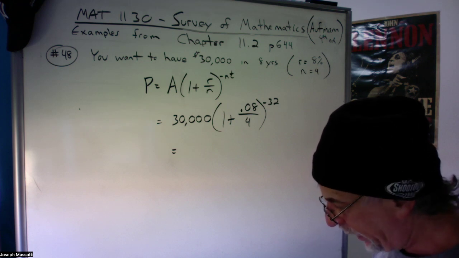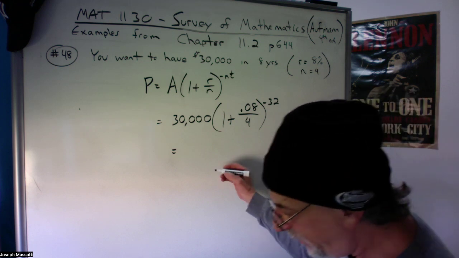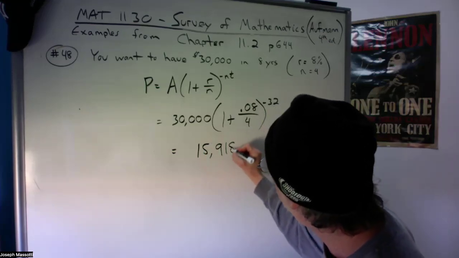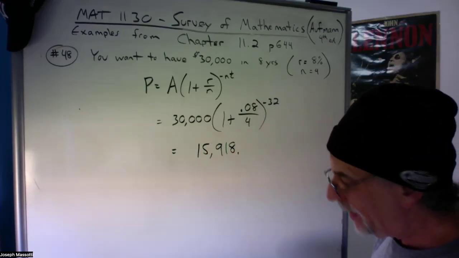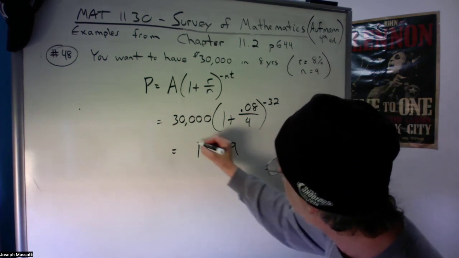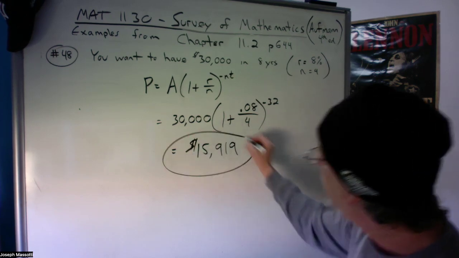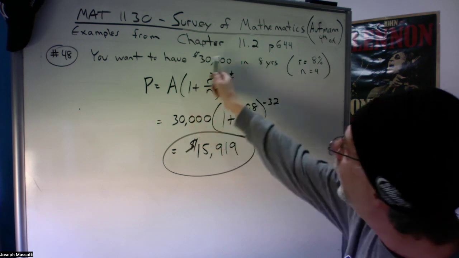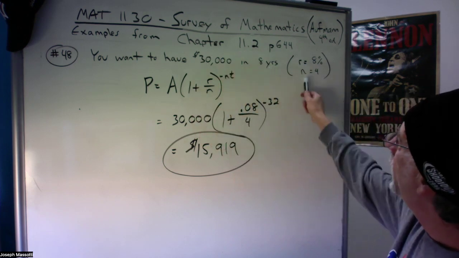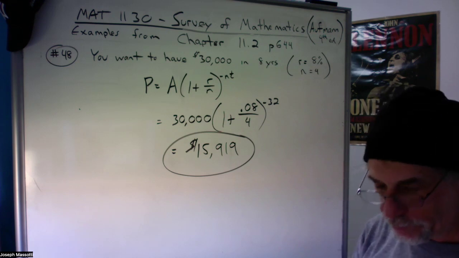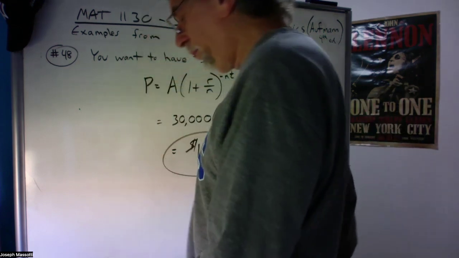And we end up with our answer of $15,918. Almost 19. Let's say 19. Nice round 19. So they have to invest this amount of money in order to have $30,000 in 8 years at that rate, compounded quarterly. All right, let's do one more.